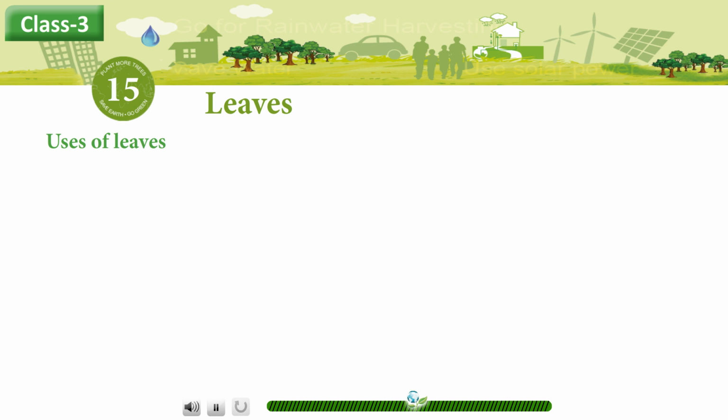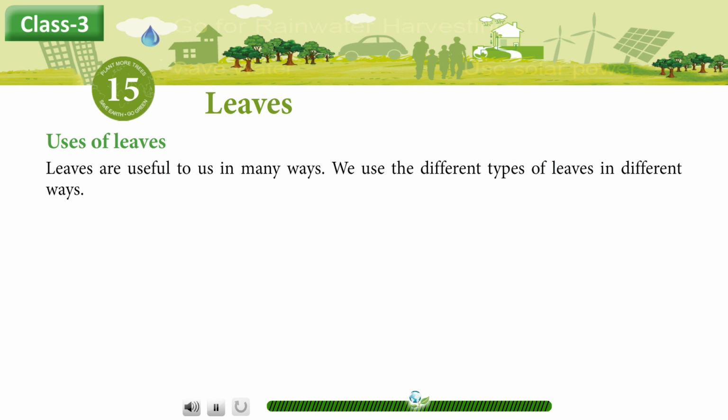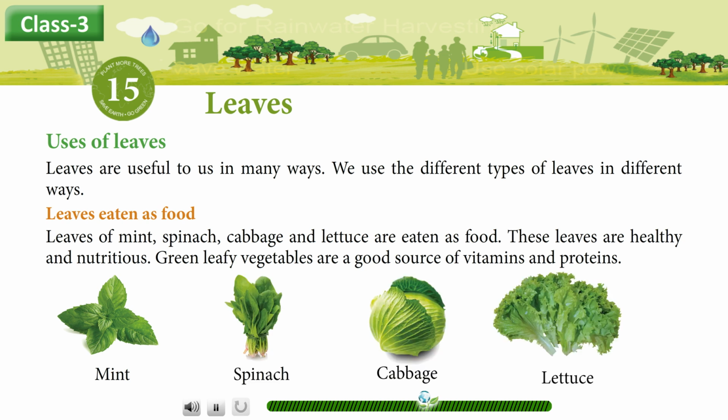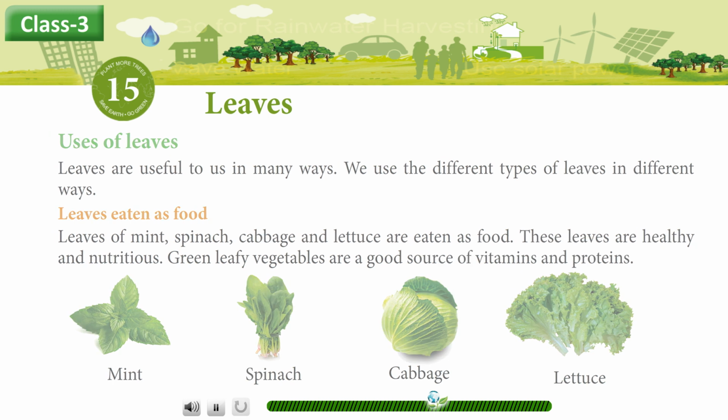Uses of leaves. Leaves are useful to us in many ways. We use the different types of leaves in different ways. Leaves eaten as food. Leaves of mint, spinach, cabbage and lettuce are eaten as food. These leaves are healthy and nutritious. Green leafy vegetables are a good source of vitamins and proteins.